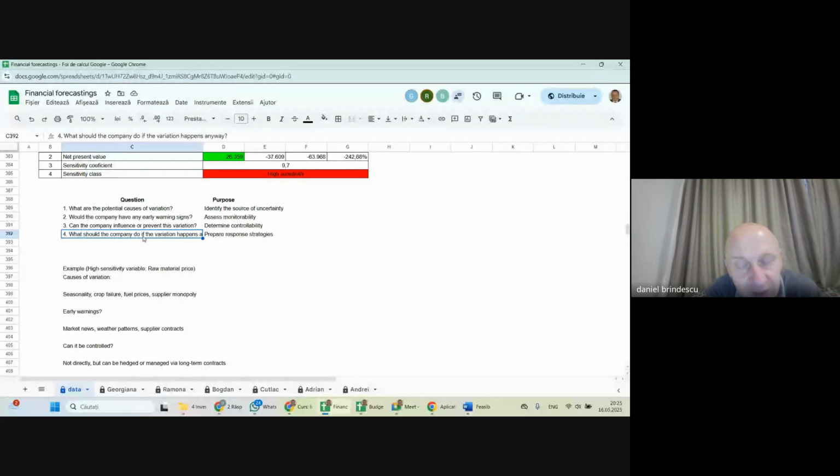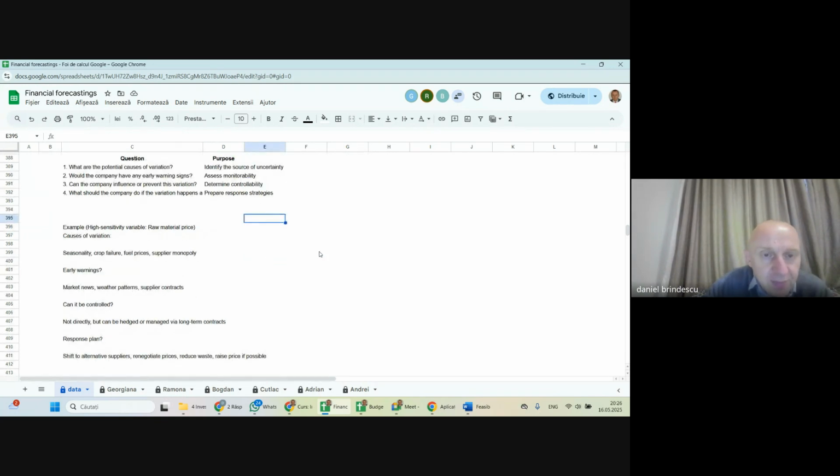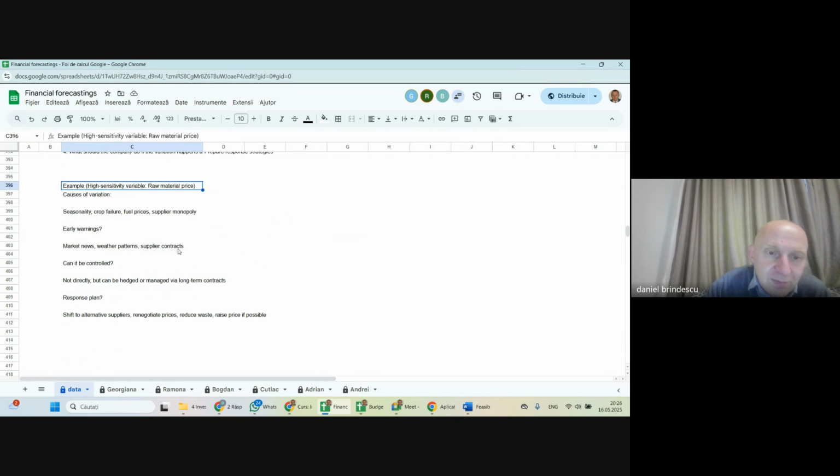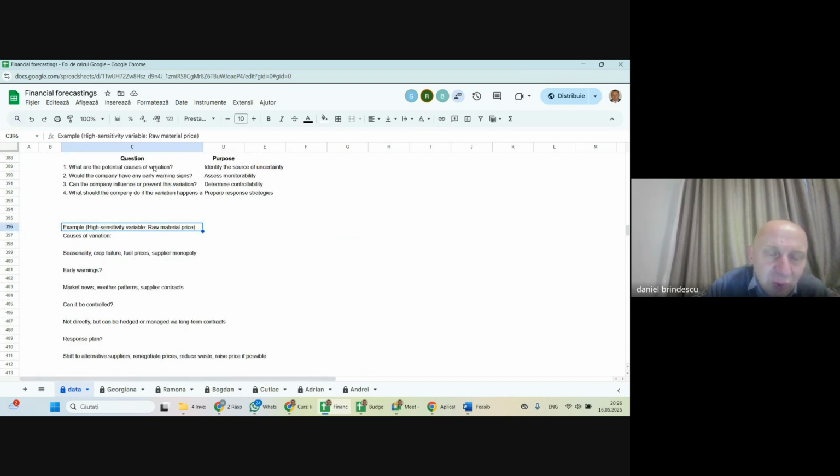When the risk materializes, what do we do? We have to prepare some measures, because otherwise, the first time that the price for the apples increases, we are out of business. We have to find something to do, a possible reaction to stay on our course. Possible solutions, right? And possible answers to these questions.